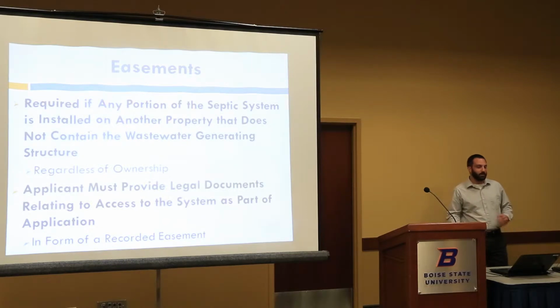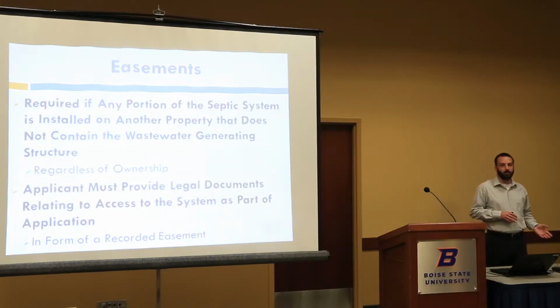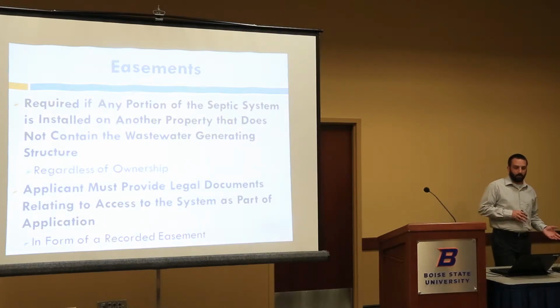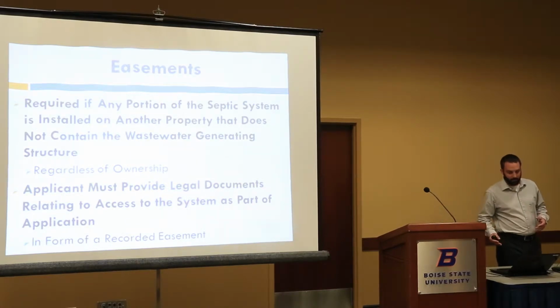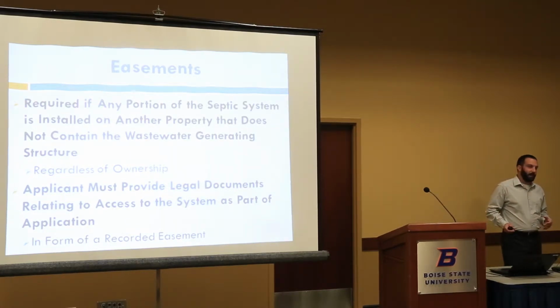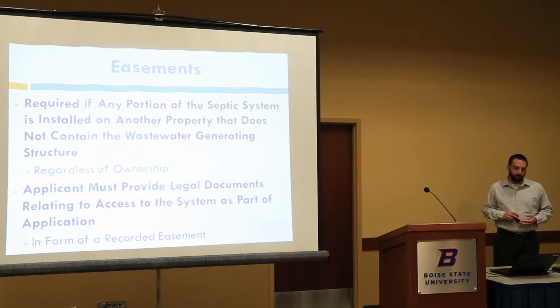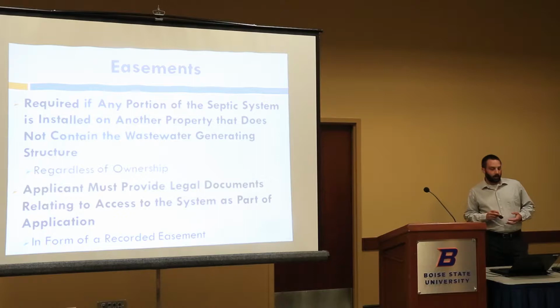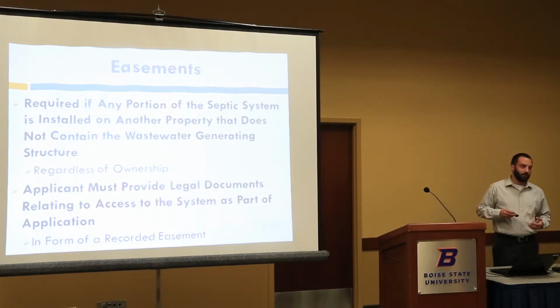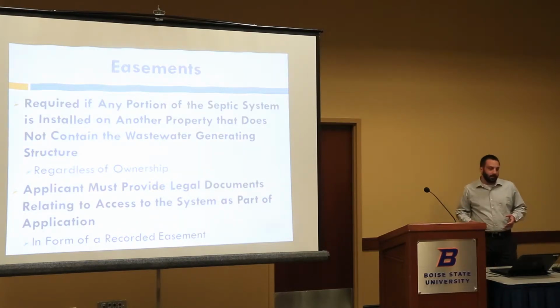Anytime a septic system is going to be placed on a parcel that doesn't contain the wastewater generating structure, so maybe a neighboring parcel that you own, or maybe it's your neighbor's property, his farm field, whatever it may be, you do have to have an easement in place prior to the health district issuing the septic permit for that property. And that's regardless of ownership. I could own both parcels, or it could be two independent parties that own them. Either way, we're still doing an easement.